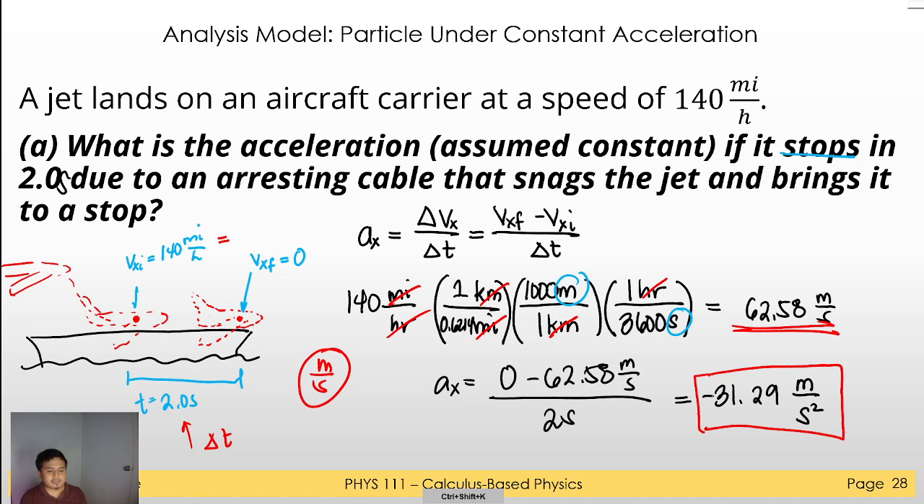So what does this mean if this is negative? This means that the acceleration of your airplane through landing horizontally is going to the left. It is counteracting the velocity. If the velocity v sub x is to the right, the acceleration is going to the left. That is why it is negative. It is counteracting that velocity.